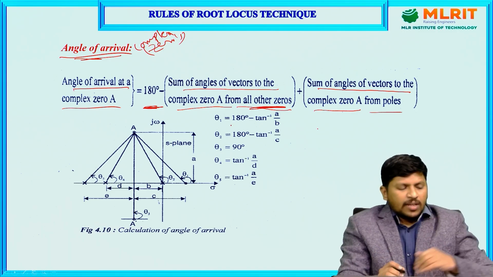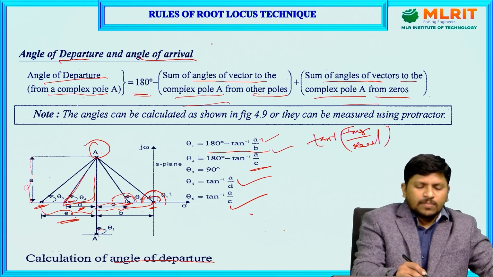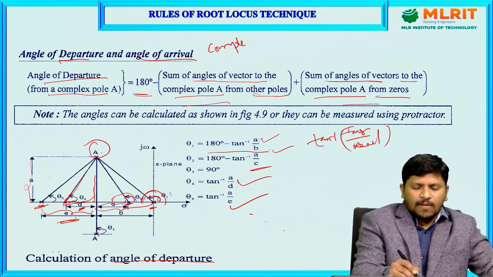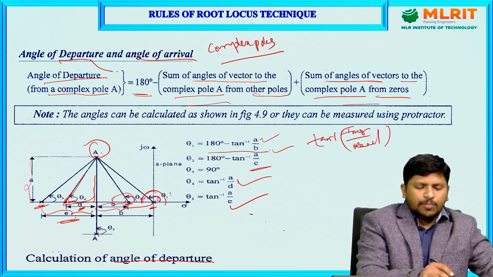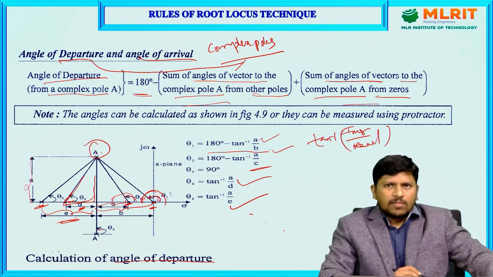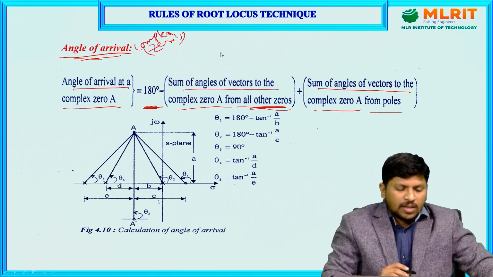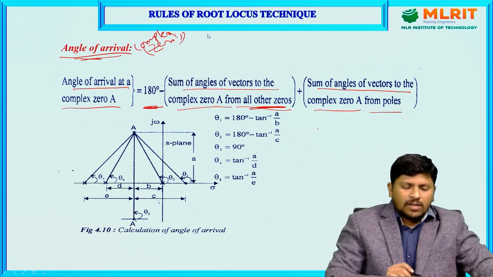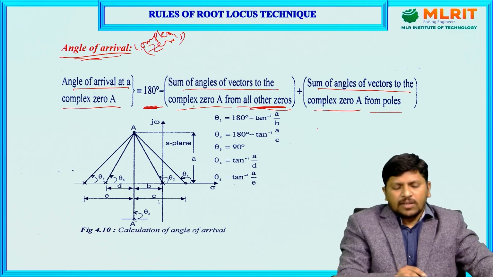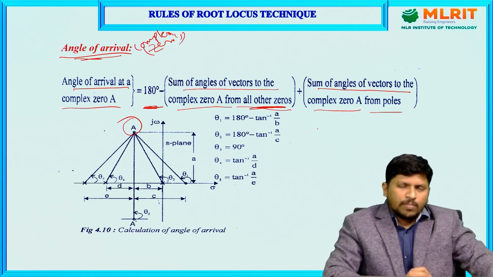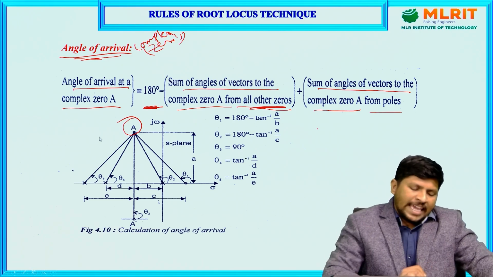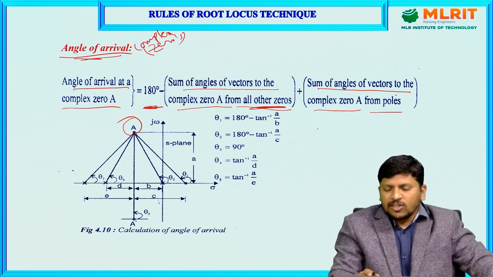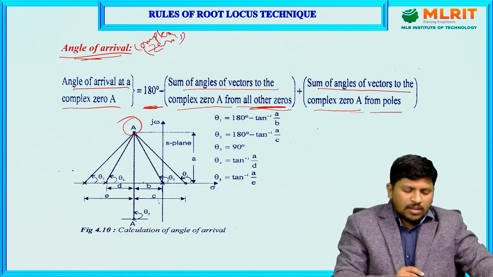So that's why, for complex poles we compute the angle of departure. For complex zeros, the angle of arrival is 180 degrees minus the sum of angles of vectors to the complex zero a from all the others. For example, this is a complex zero a. Next, the sum of angles of vectors to the complex zero a from all the poles.